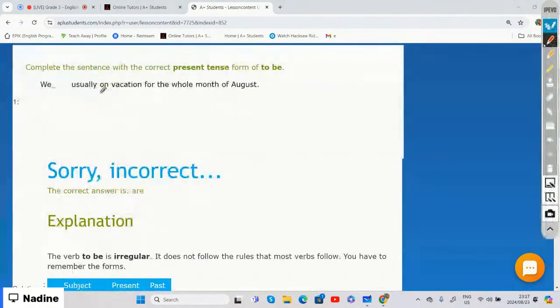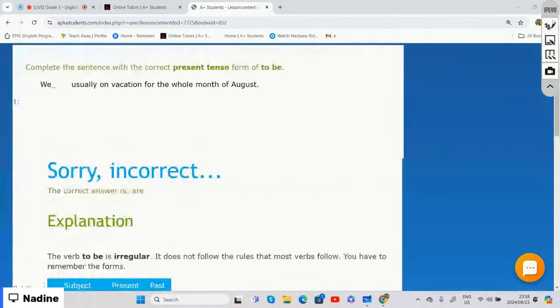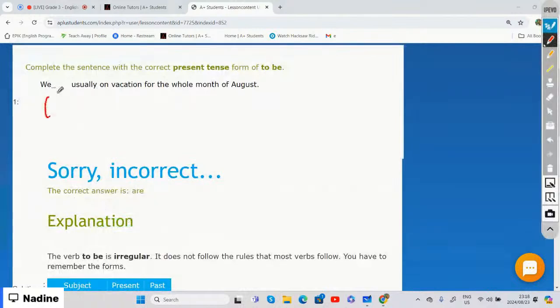All right, so if it's present tense, then we're going to use words like, do we say we are? Do we say we am? Or do we say we is? We need to choose one of these words to add within our sentence.